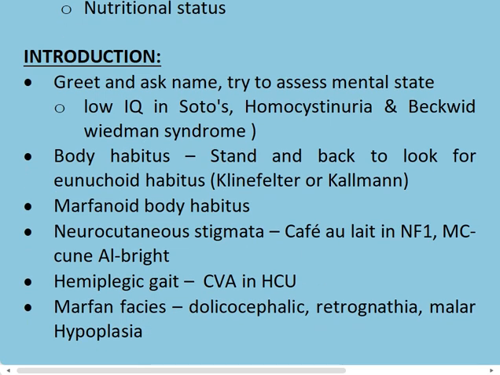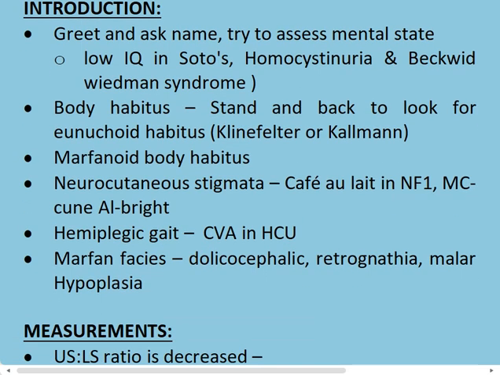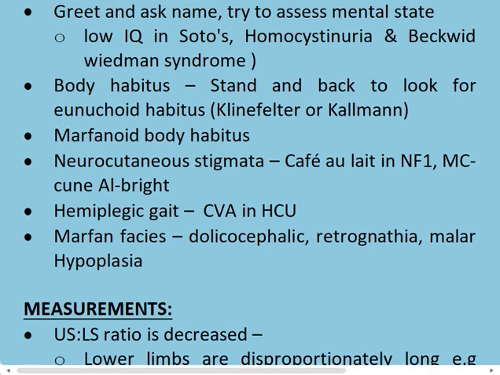Marfanoid body habitus, neurocutaneous stigmata, like café au lait spots, which occur in neurofibromatosis type 1 and McCune-Albright syndrome, hemiplegic gait, which is due to a CVA in homocystinuria. Then the Marfan facies, in which there is a dolichocephalic head shape, retrognathia, and malar hypoplasia. After these observations, you go for the measurements.